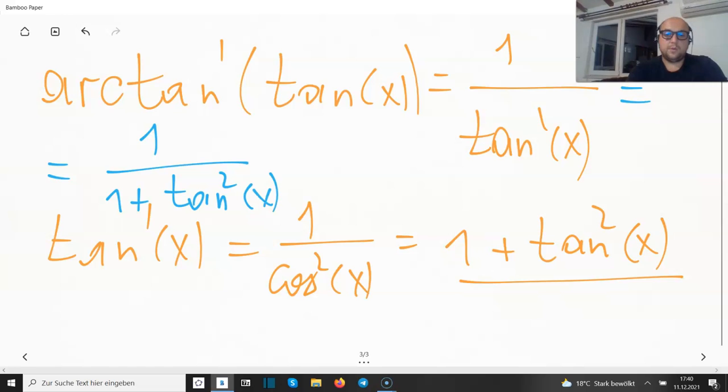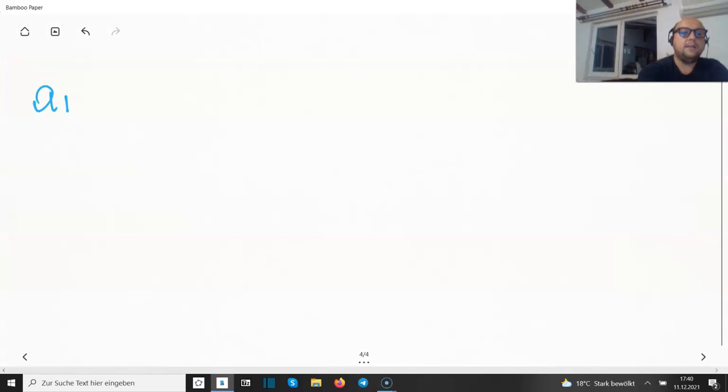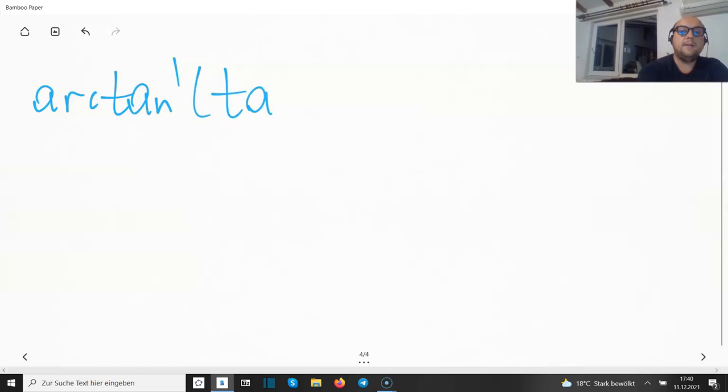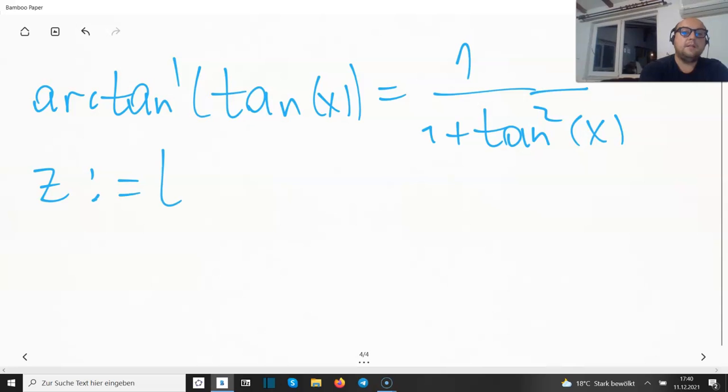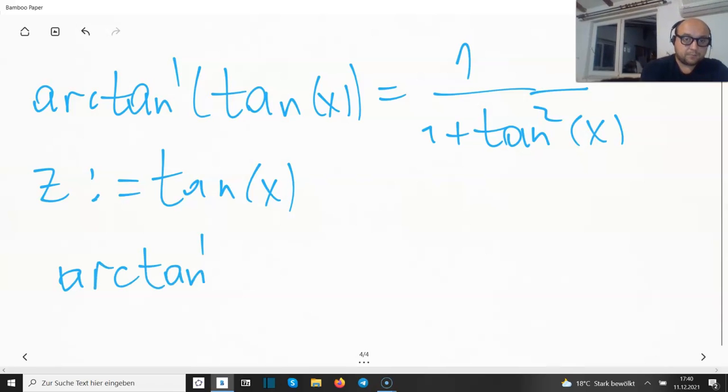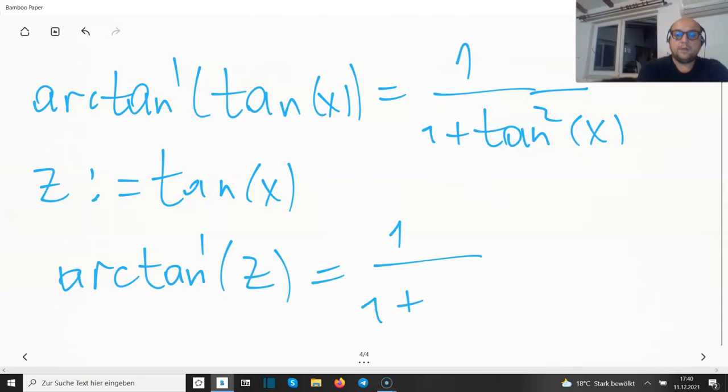And this is nice because we are already done. Why is it the case? Well, arctan prime at tan of x equals 1 divided over 1 plus tan squared, right? So that means if we are replacing tan by z, let's put it this way, what would we have? Well, you see it's arctan prime of z equals 1 divided over 1 plus z squared.